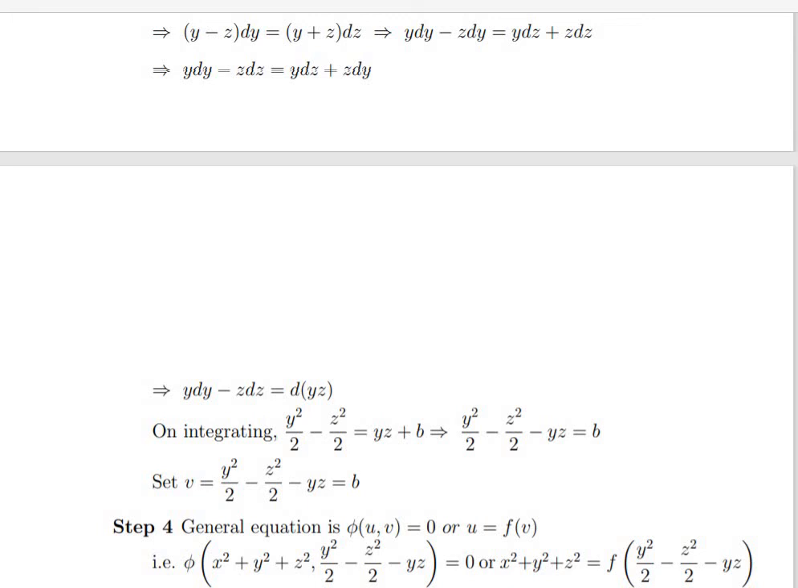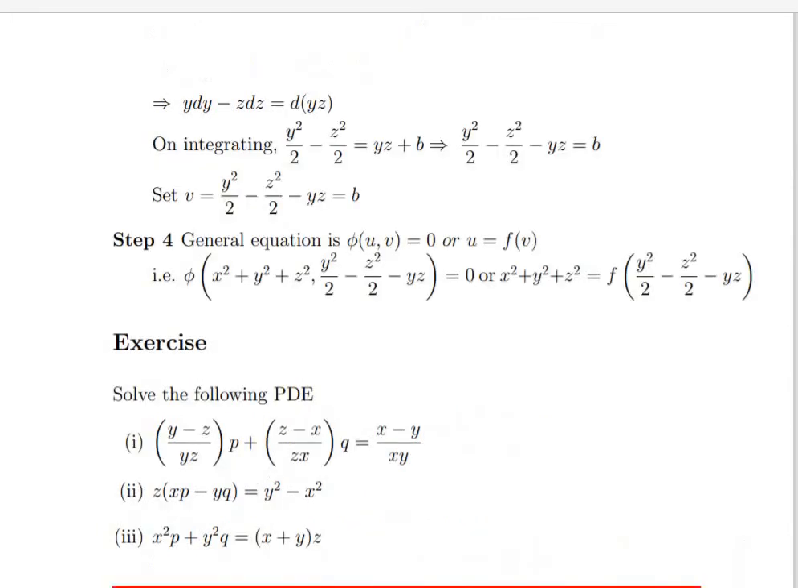So the general solution of the given problem will become phi of x square plus y square plus z square comma y square by 2 minus z square by 2 minus yz equal to 0, or x square plus y square plus z square equal to f of y square by 2 minus z square by 2 minus yz. Now these are some problems from this topic for your practice.